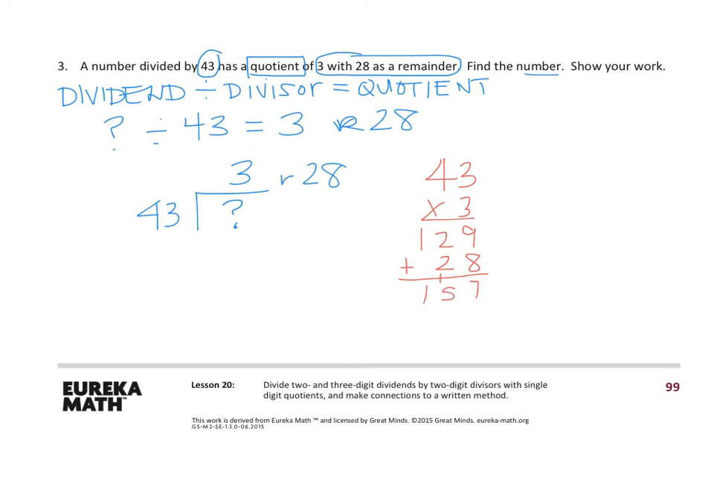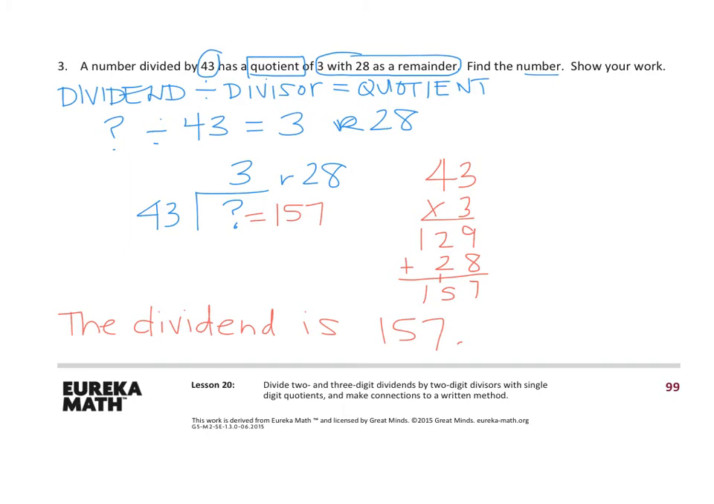So the number turns out to be, the dividend is 157. So let's write our sentence out. We're going to say the dividend is 157, period.